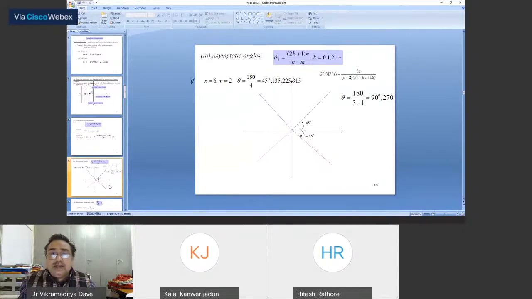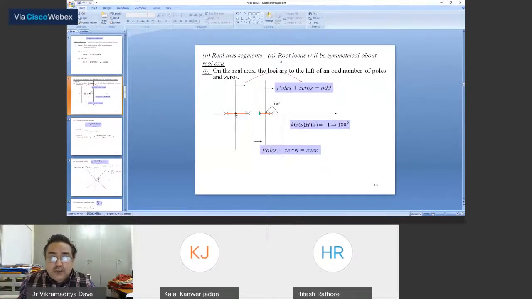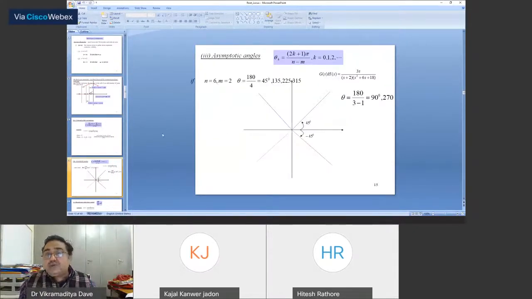So what I will do now, definitely you have pointed out the centroid point. After pointing out the centroid, these root locus will be tangent or asymptotic to which lines? So we have to find out the asymptotic angles. These are all rules, mind it. You have to remember it. To find out the asymptotic angle, you have to go for (2k plus 1) pi upon n minus m, where k goes from 0, 1, 2, 3, up to the number of poles.